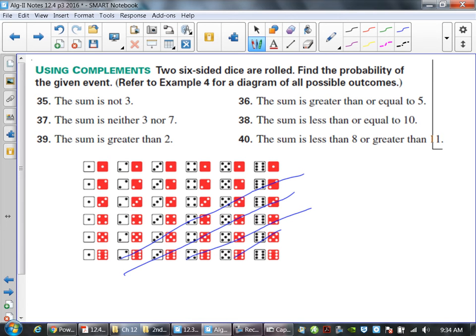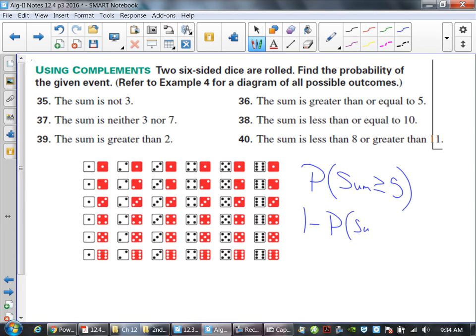Yes, sir. You do 36 complement or whatever? Yeah, the sum is greater than or equal to 5. So if I want to do the probability that the sum is greater than or equal to 5, basically I'm looking at doing the opposite of that, less than 5. So I want to look at 1 minus the probability of the sum is less than 5. Well, that's going to be 4s and less. That's 1, 2, 3, 4, 5, 6.